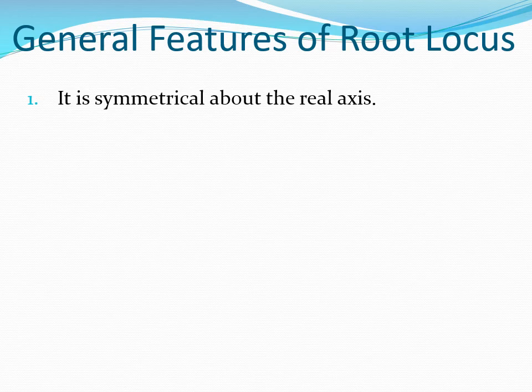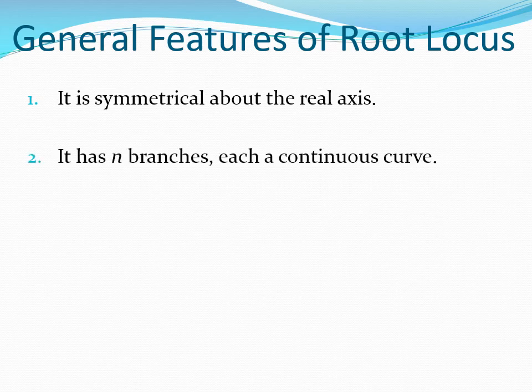As a review, the general features of the root locus are: 1. It is symmetrical about the real axis. 2. It is made up of a number of branches. The number of branches is equal to the order of the system. As an example, the root locus for a third-order system has 3 branches.